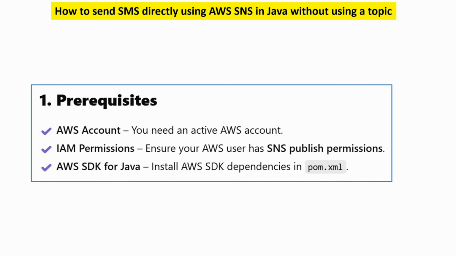Here you can see the prerequisites. You need an active AWS account. Ensure your AWS user has SNS publish permissions. You have to install AWS SDK dependencies in the pom.xml file.